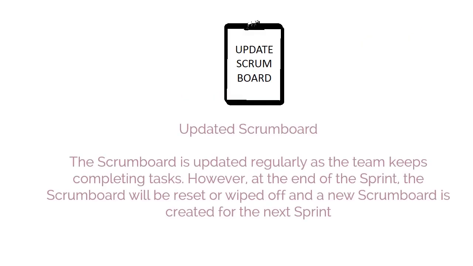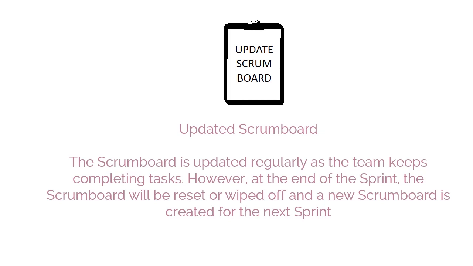Updated Scrum Board is another important output. The Scrum Board is updated regularly as the team keeps completing tasks. However, at the end of the sprint, the Scrum Board will be reset or wiped off and a new Scrum Board is created for the next sprint.